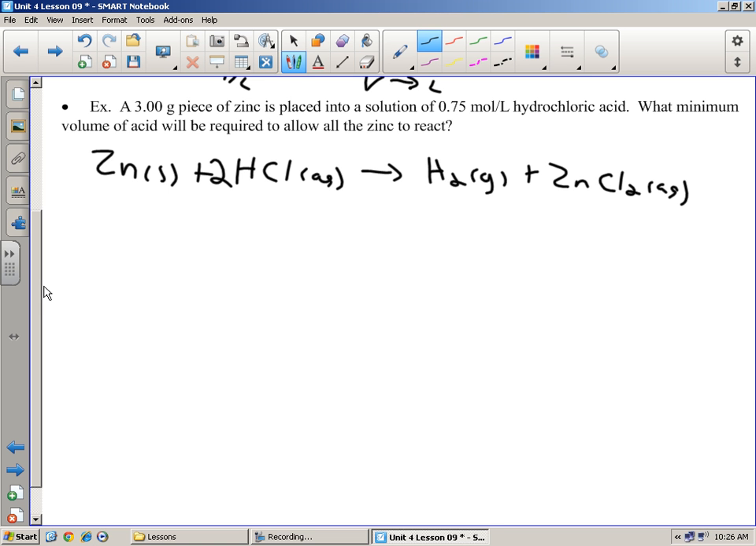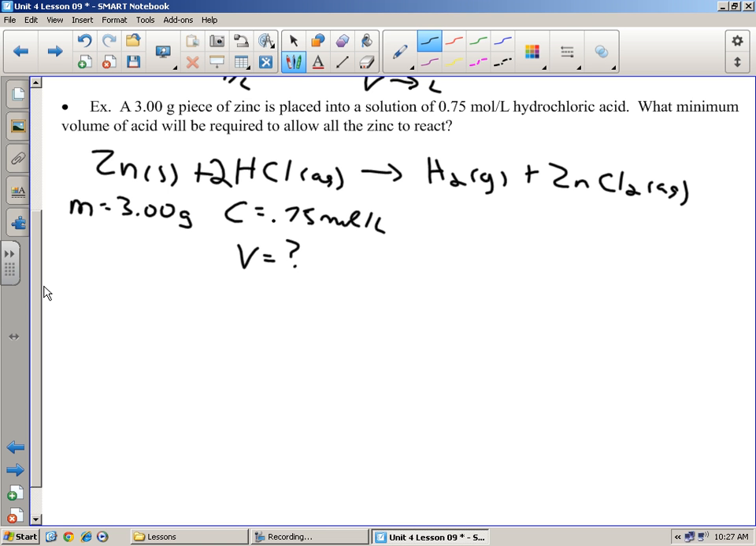We're going to do, as always, put the information in the right spot. So we're going to take 3 grams of zinc. 3 grams of zinc is placed into a solution which has a 0.75 molar concentration of hydrochloric acid. So we'll use C here, 0.75 moles per liter. That's my molar concentration, C, of course. What minimum volume of acid, so what volume of acid do I need to use to react all the zinc?